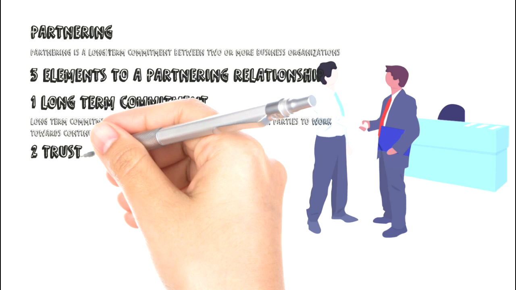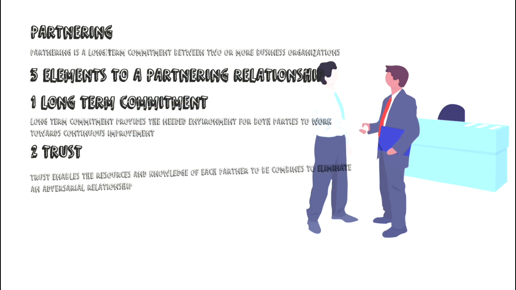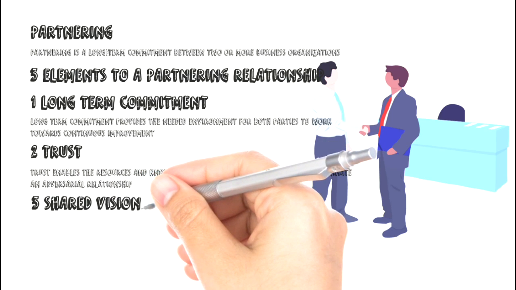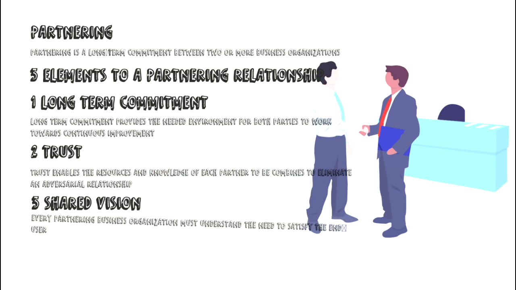Number 2 is trust. It enables the resources and knowledge of each partner to be combined to eliminate an adversarial relationship. Number 3 is shared vision. Every partnering business organization must understand the need to satisfy the end user.